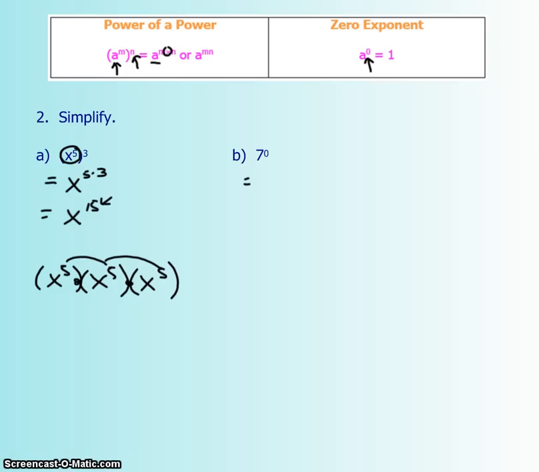7 to the power of 0 is just very basically 1. Okay, so anything to the power of 0, once again, is just 1.